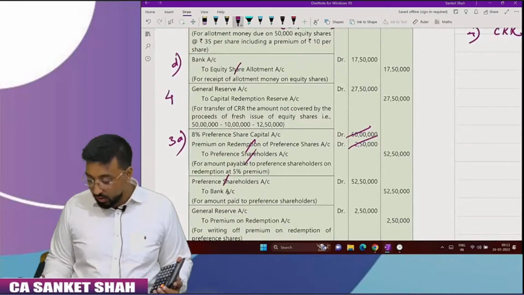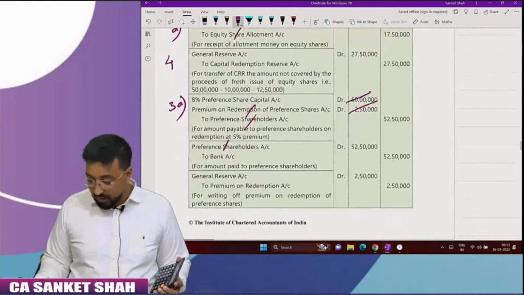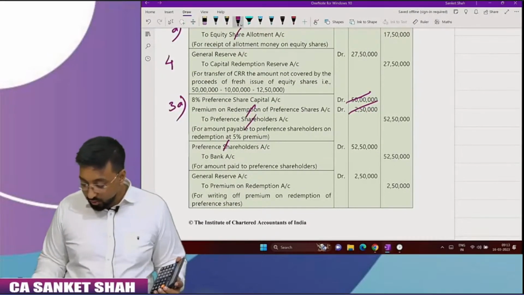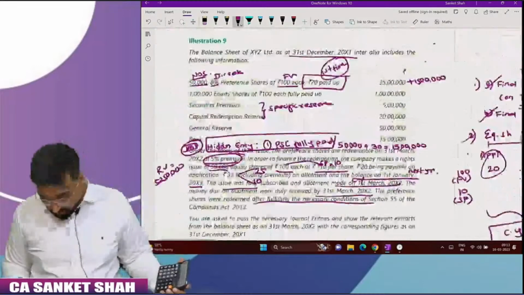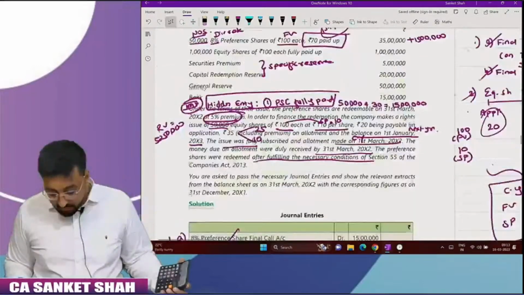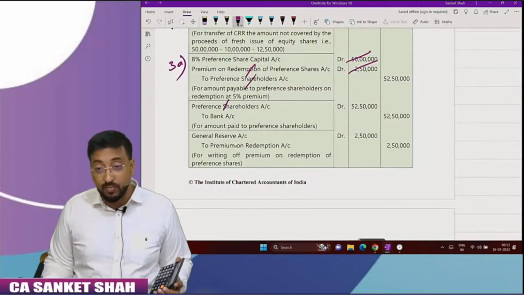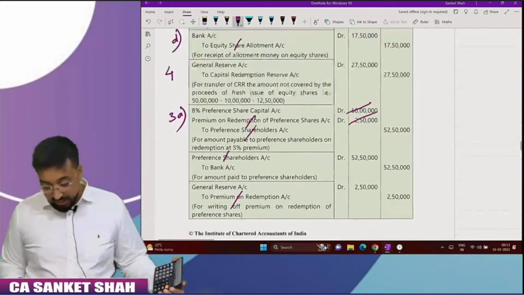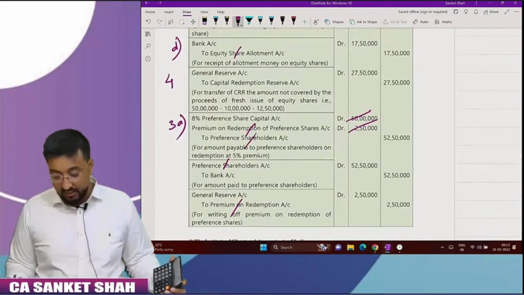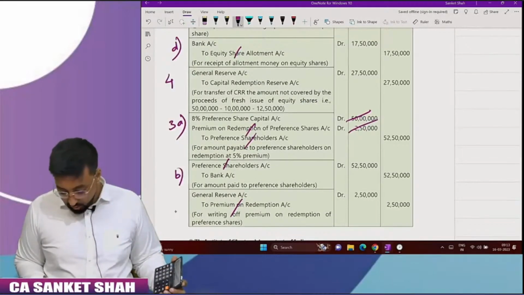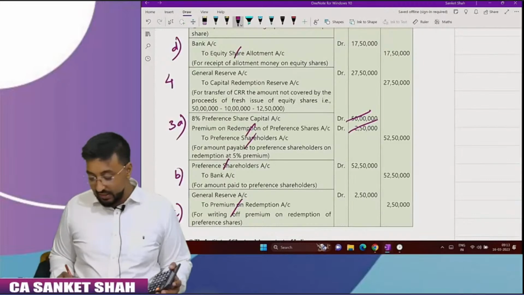Preference holder to bank 52,50,000, and premium we are going to cancel, not with P&L this time because we do not have balance in P&L. We have balance in general reserve. So here, beta, general reserve, because there is no balance in P&L. And then general reserve to CRR is the last entry. We already drew the diagram. So these are the entries 3A, B, C and then 4.